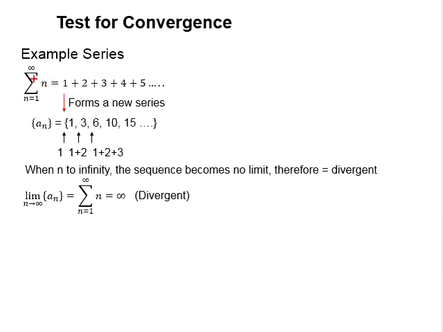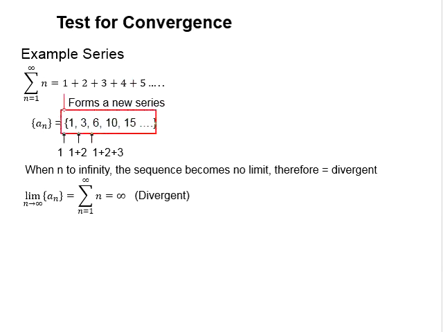Let's say now you're talking about n is equal to 1. It will be the summation of the first term, which will give you 1. When n is equal to 2, that means it will be the summation of the first 2 terms, which is equal to 3. When n is equal to 3, it will be the summation of the first 3 terms, which is equal to 6, and so on and so forth.